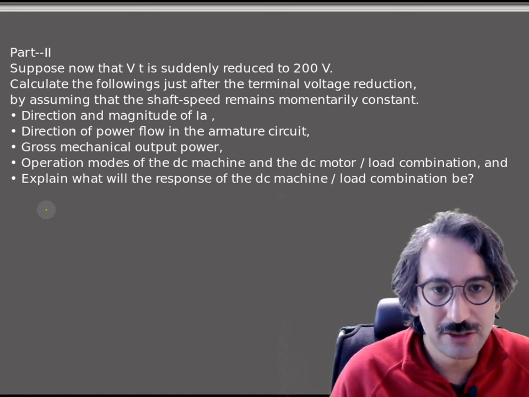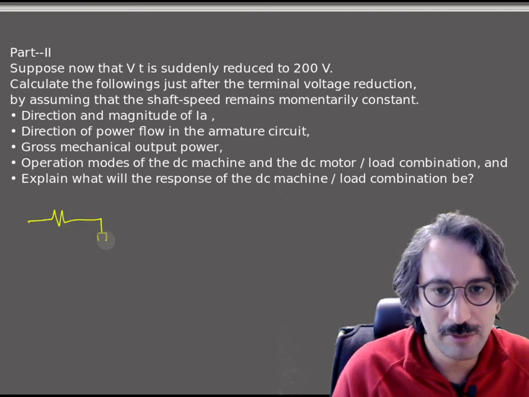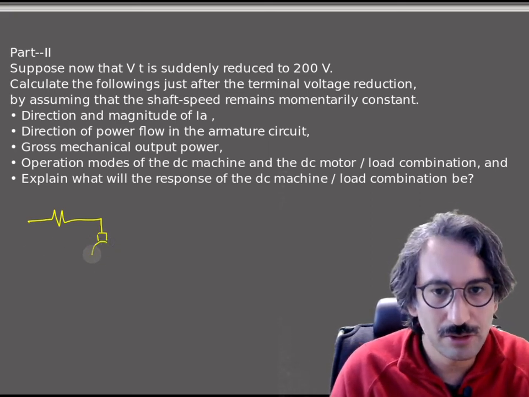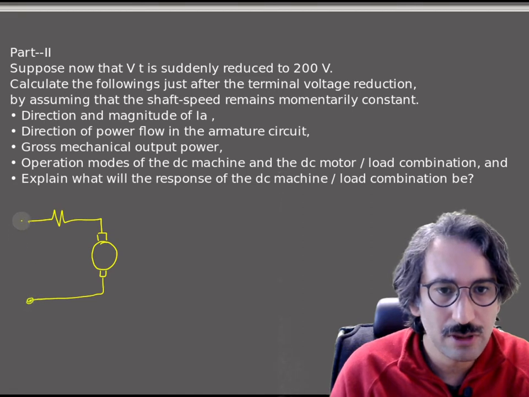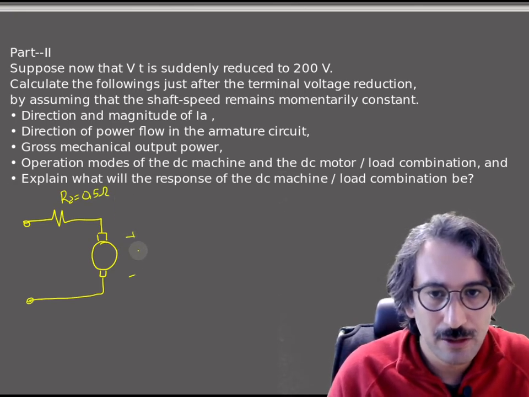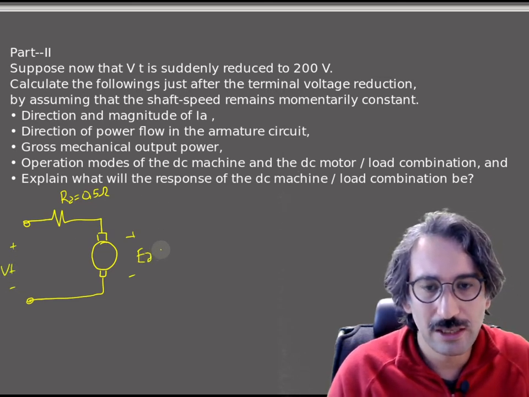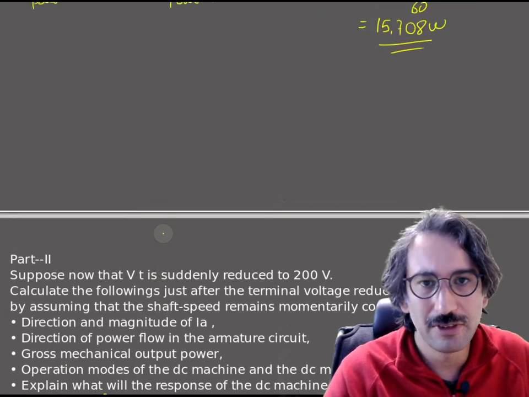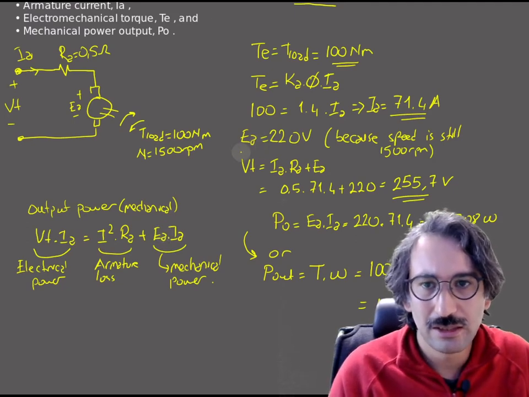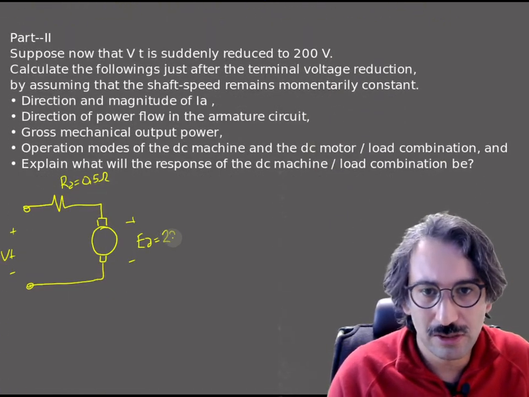So let me try to draw what will happen. Again, we draw the equivalent circuit. It's always useful to draw the equivalent circuit. If you are not sure what to do, just draw the equivalent circuit and it will give you some idea. So we have Ea and we had VT. To remember from the previous part, Ea has the same field value, the same conditions, the same speed. It is 220 volts at that instant, and it is rotating at 1500 RPM.